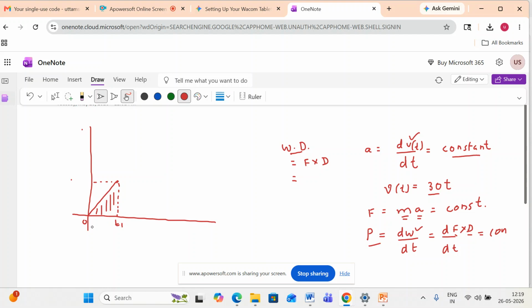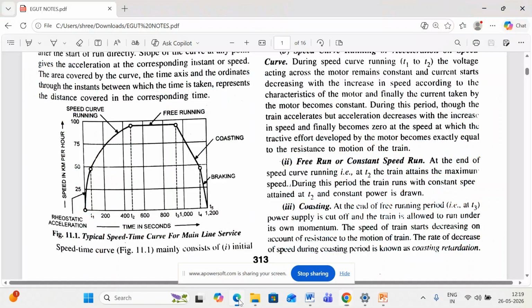So what is the point to be remembered during this phase, 0 to t1? It is the initial phase of the train, where the velocity is increasing linearly, and because the velocity is increasing linearly, the acceleration is constant. And because the acceleration is constant, the power that is drawn from the motor to drive the train is also almost constant.